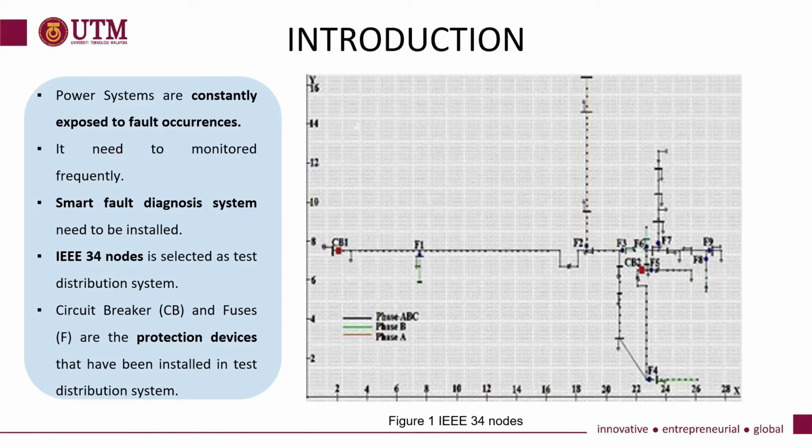The IEEE 34 nodes, which consist of a single feeder and 8 lateral lines, has been selected as the test distribution system for this project. Circuit breakers CB and fuses F are the protection devices that have been installed in this test distribution system. The locations of these devices installed in the test distribution system are shown in figure 1 here.